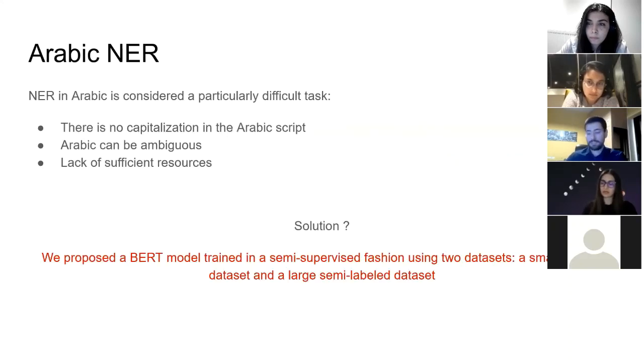NER is a difficult task for Arabic. First, there is no capitalization in Arabic script, which is commonly used in non-Arabic languages such as English or French to detect named entities. Second, Arabic can be ambiguous. For instance, a lot of named entities are also used as common nouns and also as adjectives. Third, Arabic lacks sufficient resources. Such resources include data sets. Even if some of these resources are present, they are limited in scope, and some of them are not publicly available. So to overcome these challenges, we propose a BERT model, which was trained in a semi-supervised fashion using two data sets, a small labeled data set and a large semi-labeled data set.